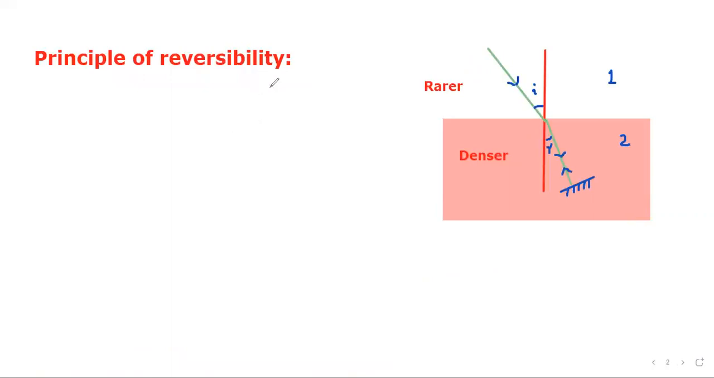Now, principle of reversibility. This is the incident ray and this is the refracted ray. Now, if a mirror is placed in the path, then this ray will retrace its path. So let's see what happens. At point A, we write the refractive index of second medium with respect to first. So we write 1 mu 2 equal to sine I divided by sine R.